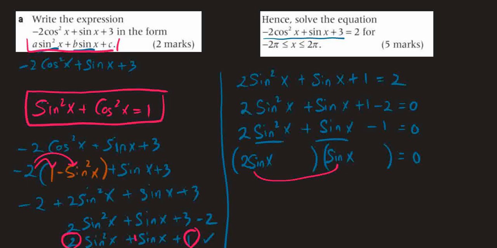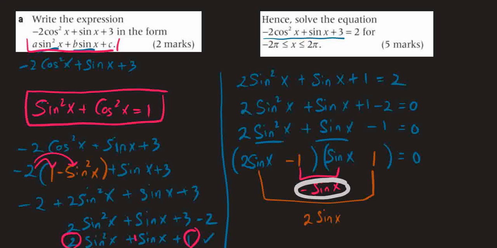Now this is negative 1, so we factorize into minus 1 and 1 because minus 1 times 1 will give negative 1. Now let's check this out. If we times this, we get minus sine x. If we times this, we'll get 2 sine x. Now when we add this all together, we will get plus sine x. That's what we want, plus sine x. So when we add this, this is the correct factor.